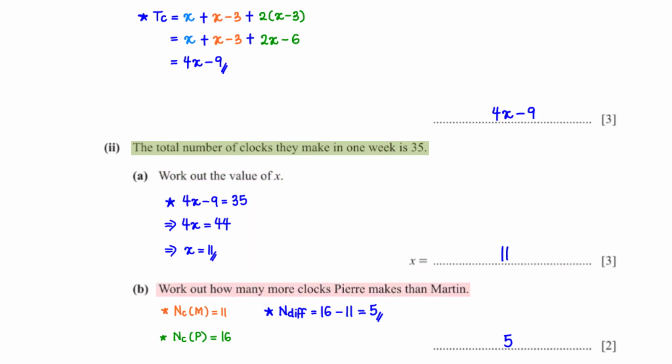Work out how many more clocks Pierre makes than Martin. In other words, we are to find the difference between the number of clocks Pierre and Martin make. Martin makes x clocks, which we found to be 11. Pierre makes 2 times (x minus 3) clocks, so 2 times (11 minus 3) is 16. So now the difference would be 16 minus 11, which is equal to 5.